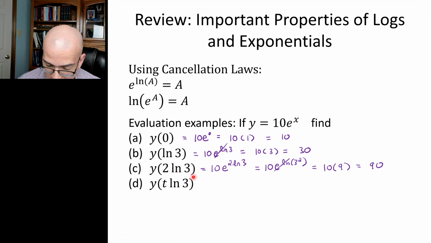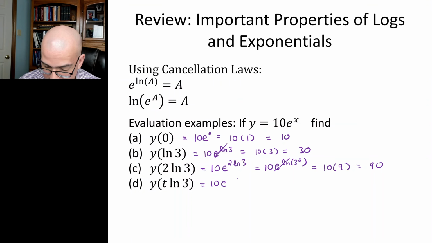So we put this 2 here. We doubled the argument of the function, and we did not double the output. We went from 30 to 90. We tripled it. Okay, now what about if we don't put a 2 in there? What if we just keep it as a t? So what happens in that case?